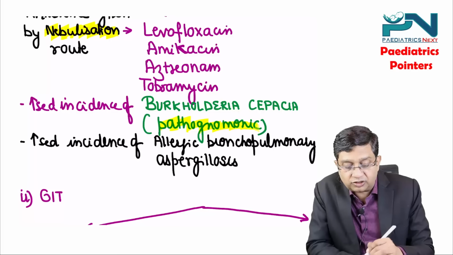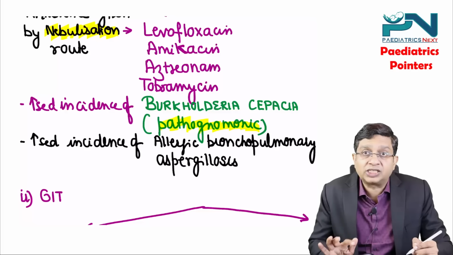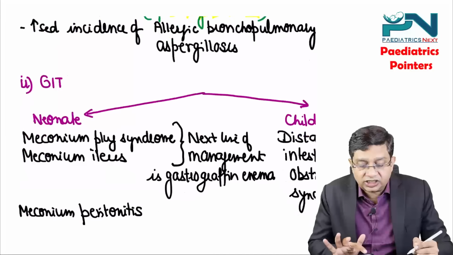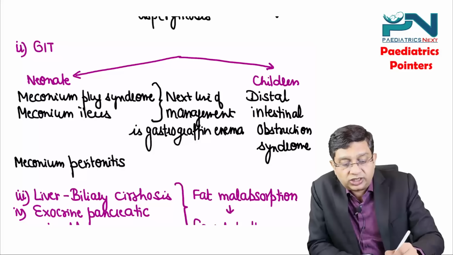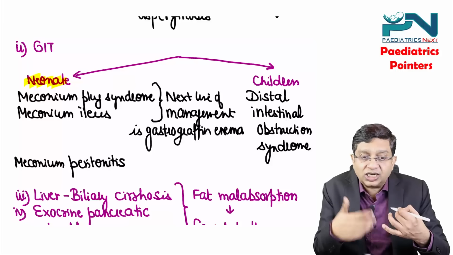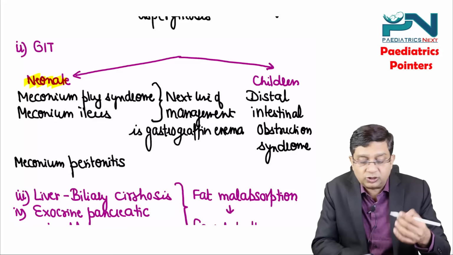of cystic fibrosis. There is increased incidence of allergic bronchopulmonary aspergillosis. These are the features of the respiratory system. In the GIT, if you consider the neonate, in the neonate what you get is meconium plug syndrome or meconium ileus. So a child has not passed the meconium for 48 hours. What is the next line of management to be done?